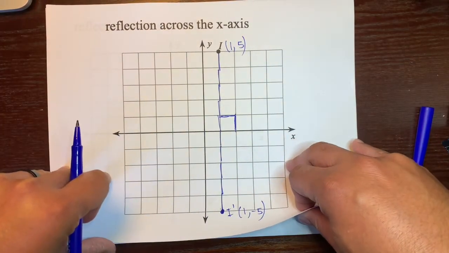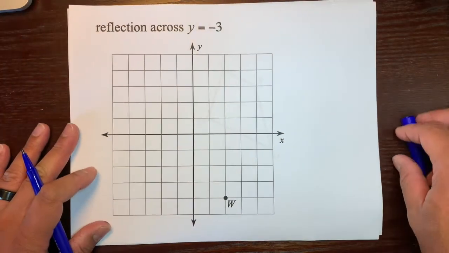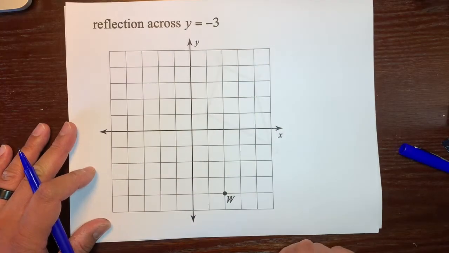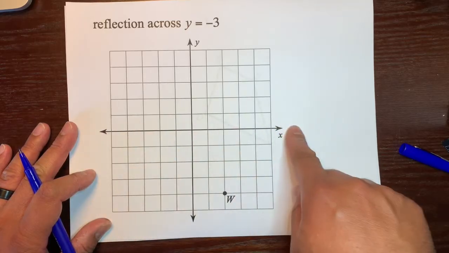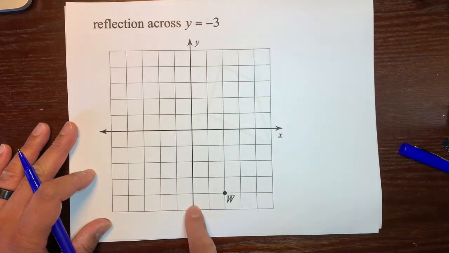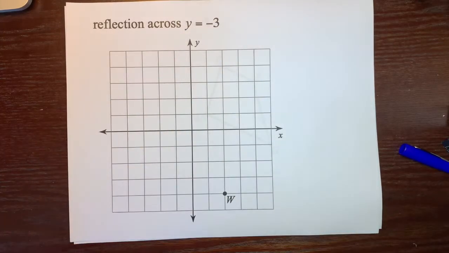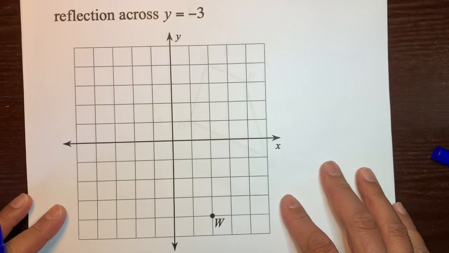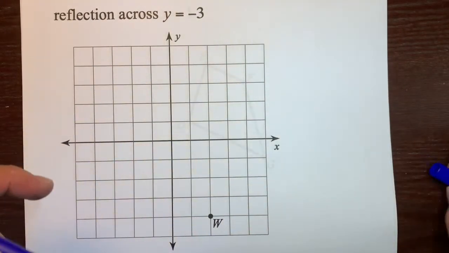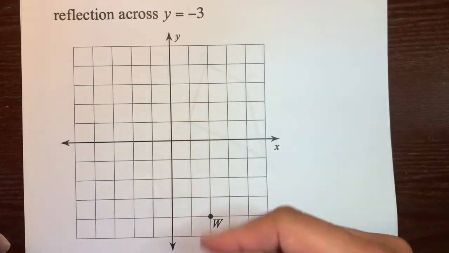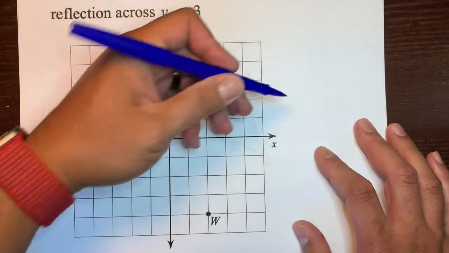All right, so here is example number 2. Now reflect across y equals -3. So here's W. We're not going to reflect over the x-axis, and we're not going to reflect over the y-axis. It says reflect across the line that makes y equals -3. If you remember how to graph this line right here, great. If you don't, watch one of the previous videos on graphing linear equations, but I'll show you how to graph this.